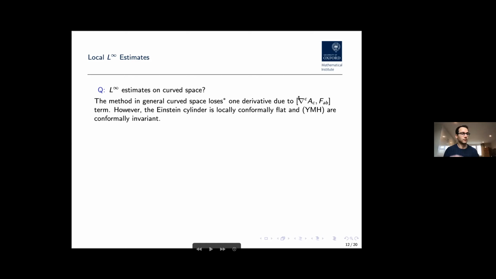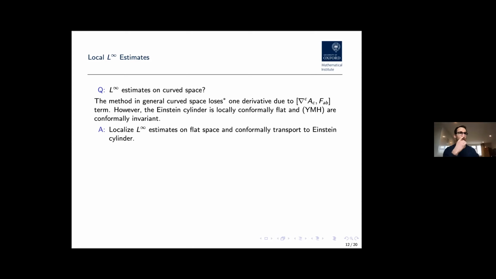And well, perhaps I don't want to get into the business of doing this on generic curved spacetimes. So let me just think about the conformally flat case of the Einstein cylinder, and see if I can use the conformal invariance of the Yang Mills-Higgs equations. And it turns out that what we can do is localize the L-infinity estimates on flat space and then conformally transport them to the Einstein cylinder.